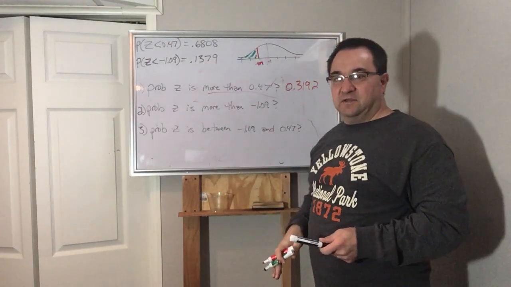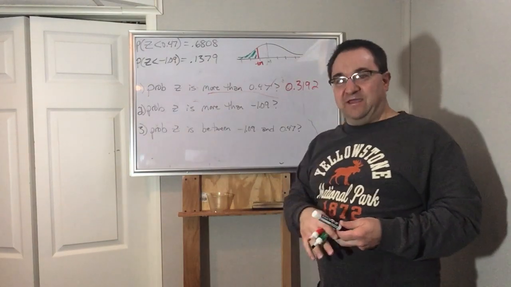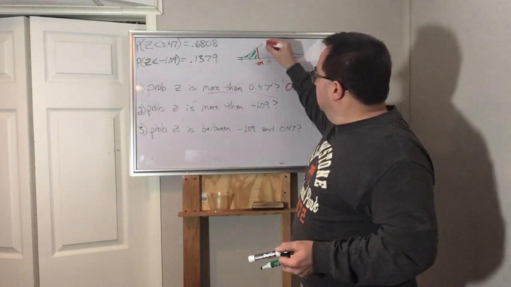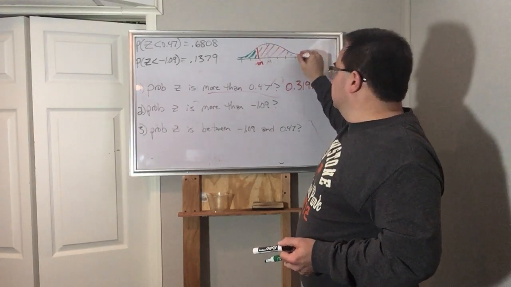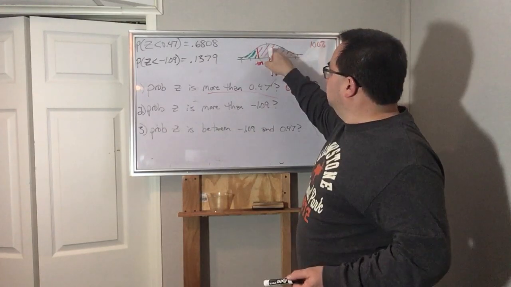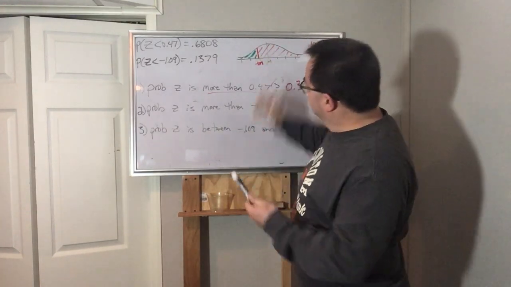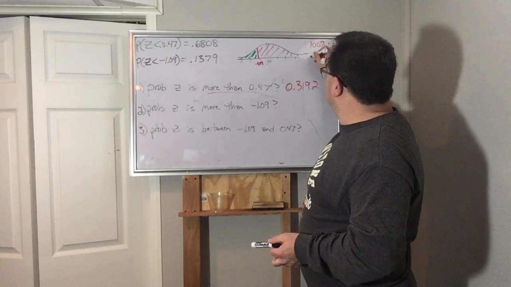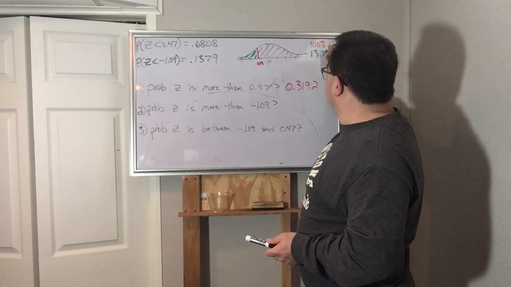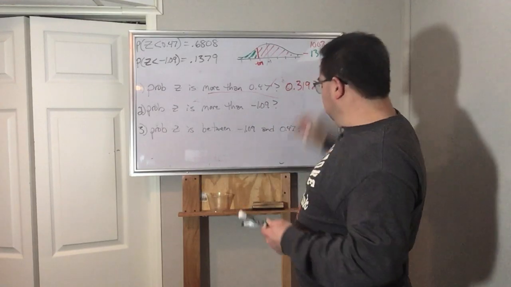14% of all the data is behind that cutoff, negative 1.09. We want to know how much is more than that. Well, that would be the rest of it. All of it is 100% minus that left part of it, the left tail, which would be 13.79%, except we're going to do it in decimal.